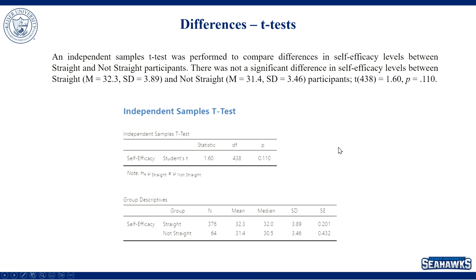Here's one more example. This is an example of where it was not significant. So an independent samples t-test was performed to compare differences in self-efficacy levels between straight and not straight participants. There was not a significant difference in self-efficacy levels between straight and not straight participants. And then again, we fill out that information. That is how t-tests are written up.